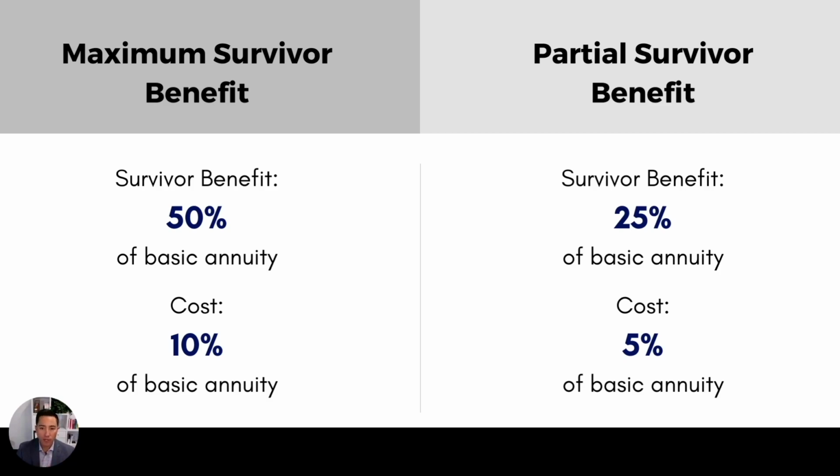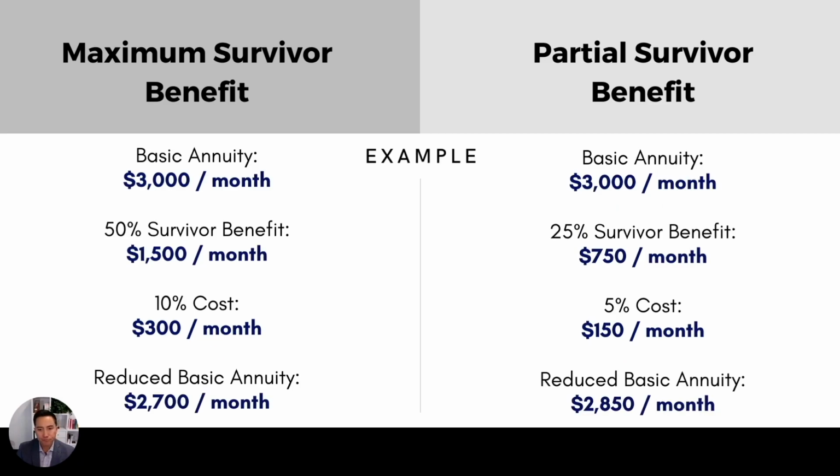The partial survivor benefit is 25% of your basic annuity. And so that cost will be 5%. So you'll be receiving 95% of your full gross annuity so that your spouse could receive 25% of your annuity. Okay.